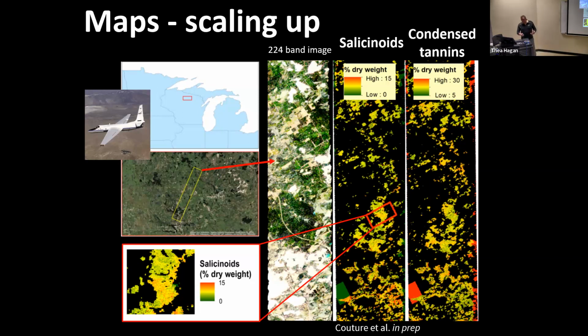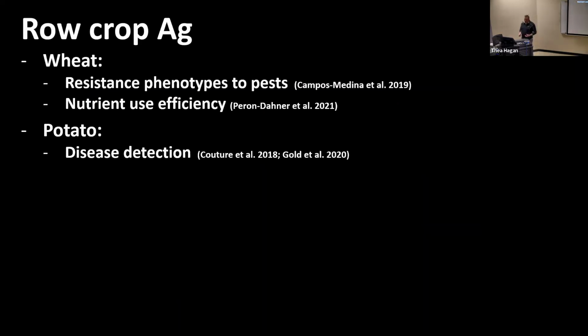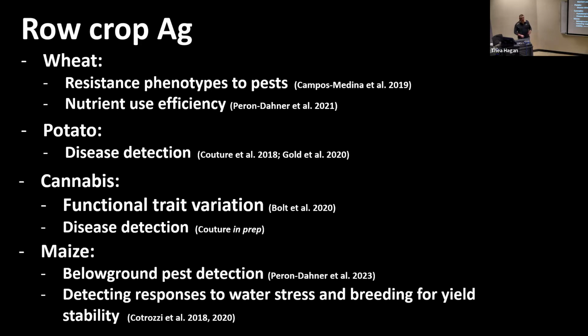But we went around, made a bunch of measurements, and scaled this up to satellite imagery. What we're able to do is map these compounds across these flight lines. And if you see this one, this is a pretty reasonable range of salicinoids in this particular area. So we can start to extend these to landscape scale measurements and then fold in other data to try and understand ecological processes. So we've done this a ton in row crop ag, right?